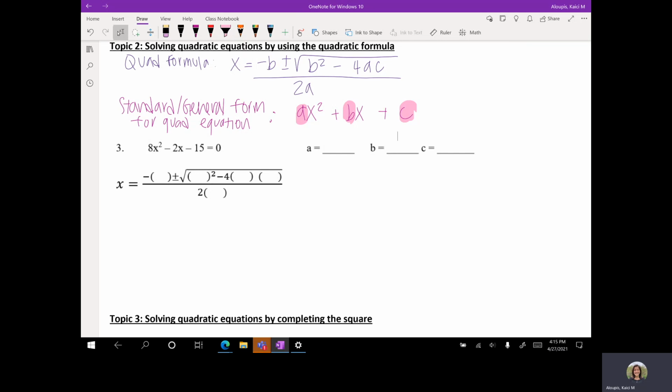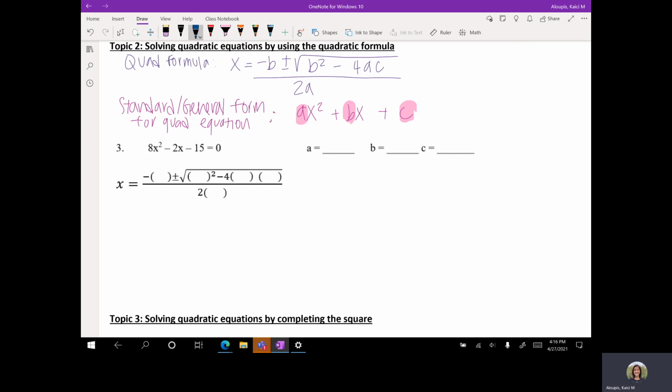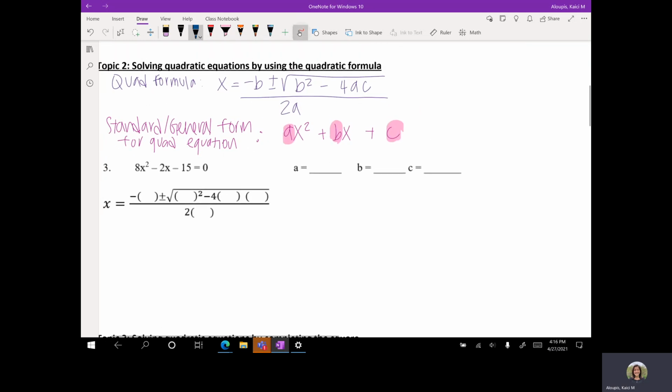So what we're going to do is decide what is A, what is B, and what is C. Not really decide, but figure out. The value of A is whatever's being multiplied to the x squared term. Here's the x squared term. The value of A is the coefficient, which is 8.